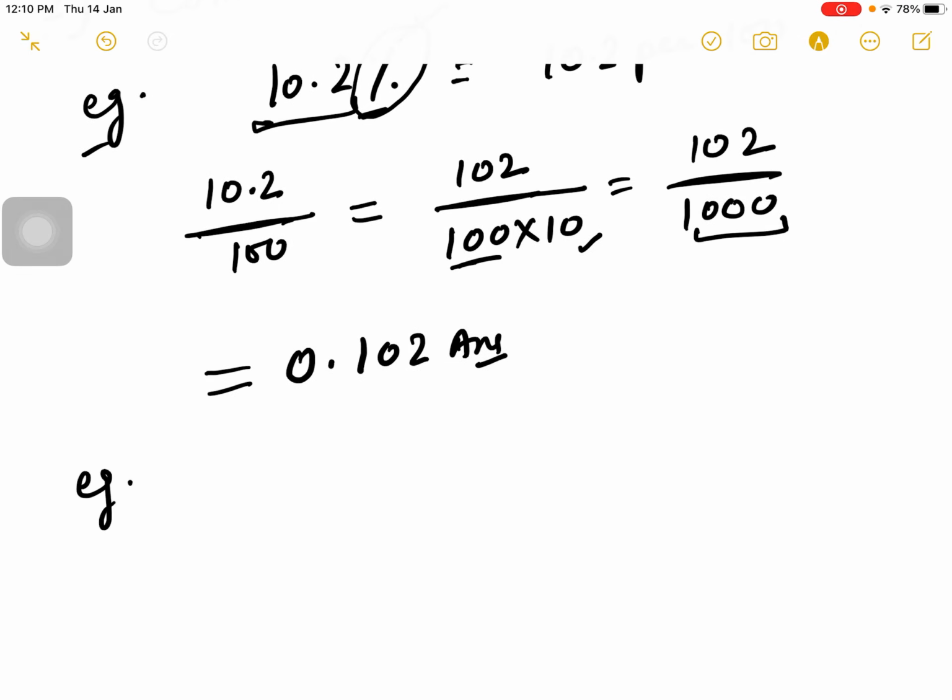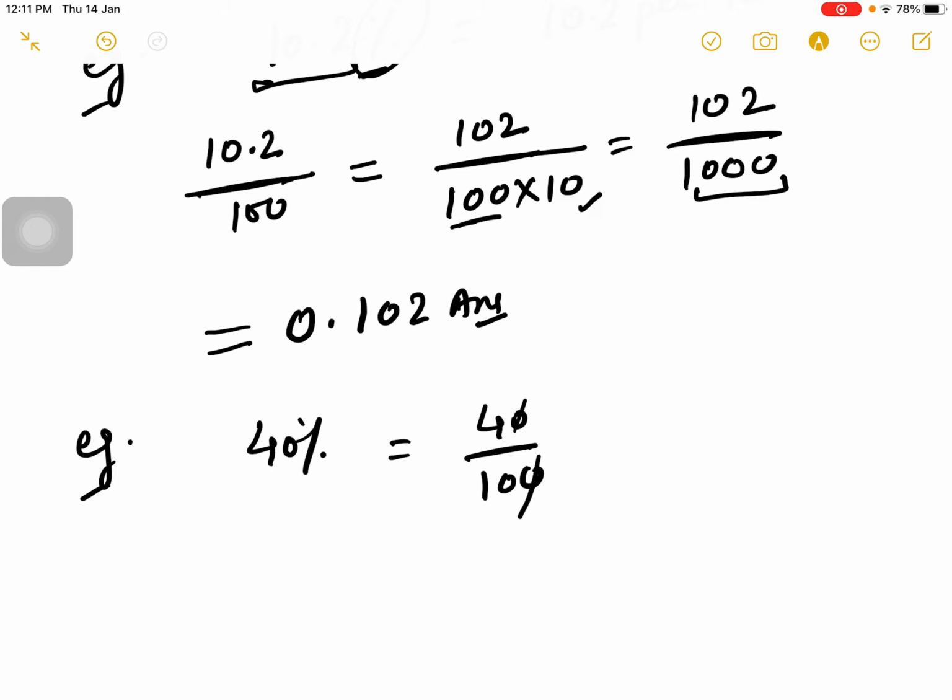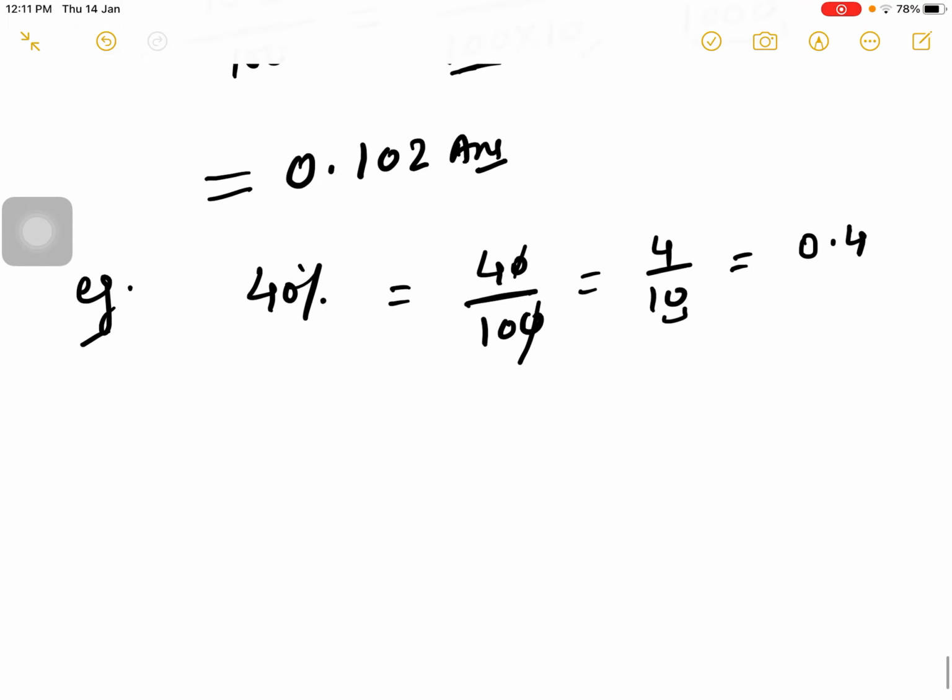And one more example is 40%. You have to convert it into decimal form. First of all, write it into fraction: 40 upon 100. 40% means 40 per 100, 40 out of 100 you can say. Now cut this 0 with 0. The 4 upon 10 you have to write into decimal form. So it will be 0.4, because the number of zeros in the denominator is 1, so the number of decimal places will be 1. So 0.4 is the right answer.